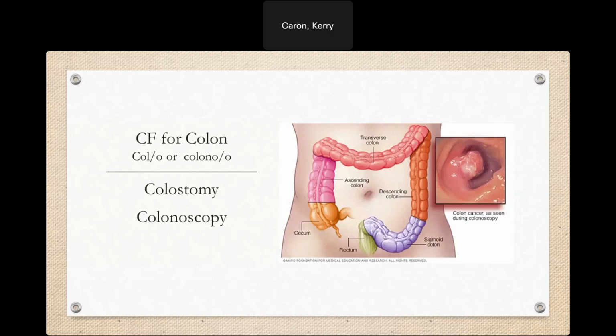And I like this diagram. You have the cecum in one color, the ascending colon, transverse colon, descending. Now you see this S-shaped sigmoid and the rectum. So colostomy is forming an opening, a mouth, in the colon, and it's not specified where. Colonoscopy is the process of visually examining the colon.